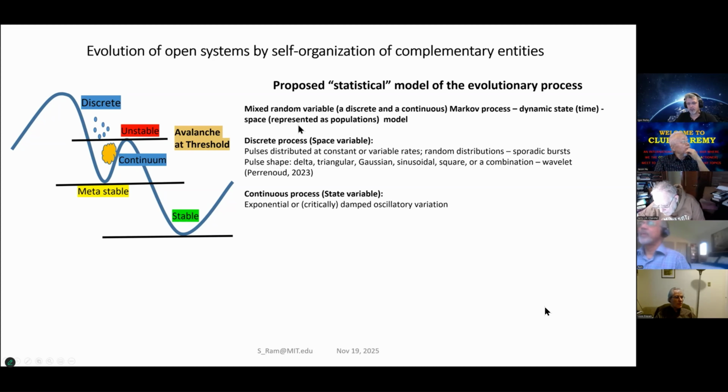And in the past, I explained that I modeled this as a mixed random variable process, discrete and continuous, and a Markov process, meaning one step at a time. And it is defined by time and population as opposed to time and space. Jerry and I had a big discussion on this. Space is nothing. I really would like to think of it as matter.